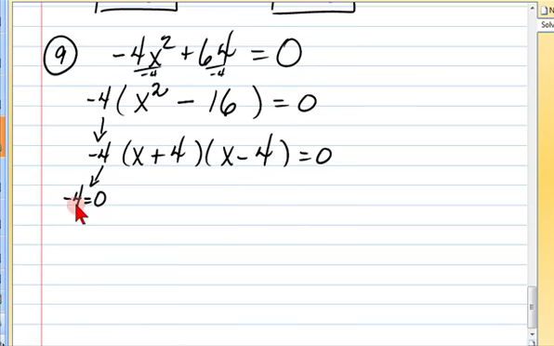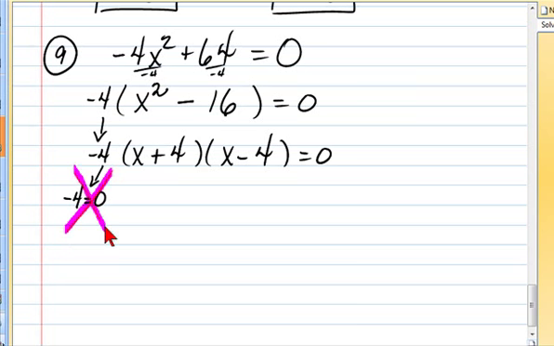Can negative 4, which doesn't have an x, be the reason that this product is equal to 0? The answer is no. This is a ridiculous statement, and I've marked through it in red. Can't really see the red. Maybe I'll mark through it in purple.